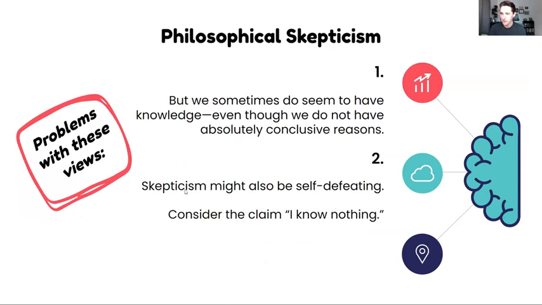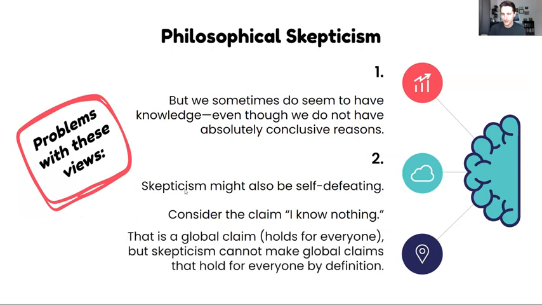That's problematic. So hopefully you're appreciating these kinds of philosophical puzzles here. Again, this is a global claim that holds for everyone, but skepticism cannot make global claims that hold for everyone by definition. Okay. So anyway, I've kind of rushed through this, and it's gone longer than I wanted, but hopefully you're enjoying thinking about these biases and obstacles to critical thinking and how to avoid them.